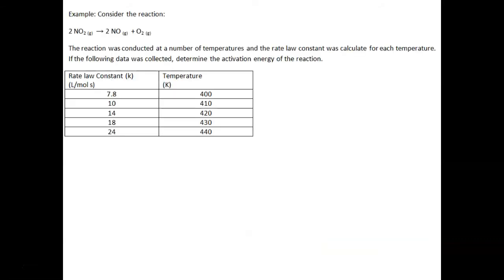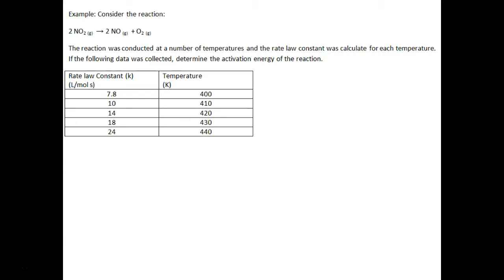So let's take a look at an example. Now in this example, we're going to look at the decomposition of nitrogen, and this experiment was conducted at 5 temperatures, and we have the rate law constant for each of them. In this case, it was done similar to how we did our lab, where they conducted a number of trials at each temperature, plotted the graph to determine the slope of each graph, and got the rate law constant from each of them, and they knew the temperature at which the system was occurring, which will allow them to determine their activation energy.